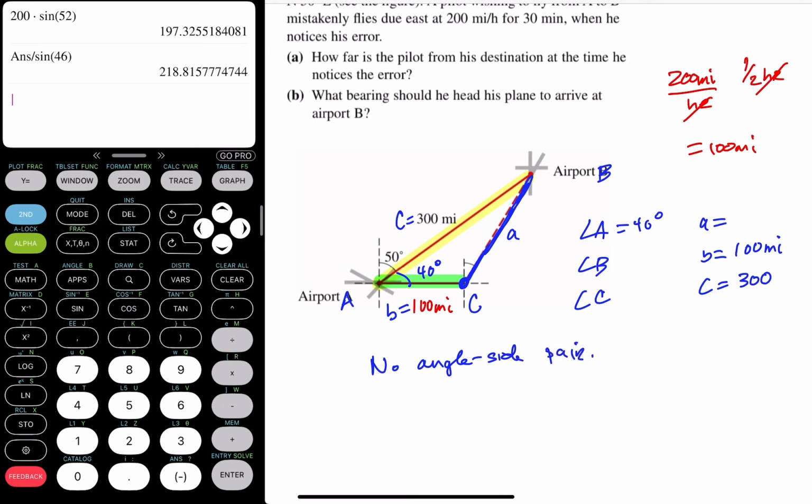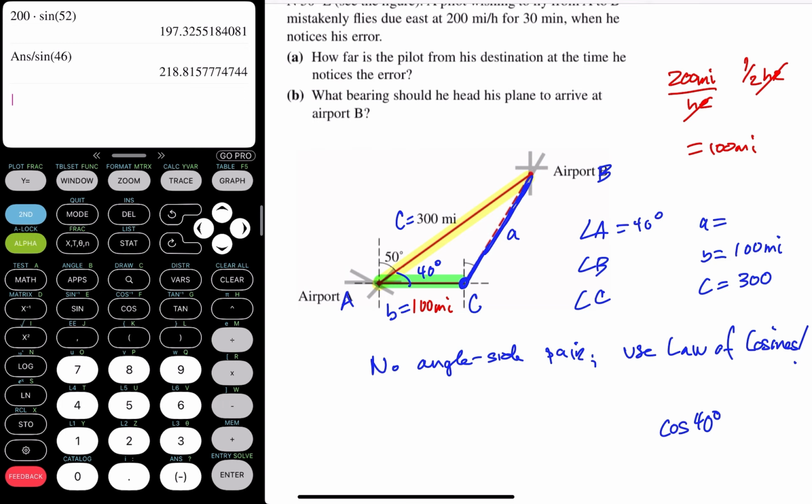We're looking for how far they went before they noticed the error. How far is the pilot from the destination? In other words, how big is this when he recognized it? So we're going to find that a. Since we have no angle side pair, we're going to use the law of cosines. Since I want to know a and I know angle A, I'm going to use the cosine of 40 degrees.